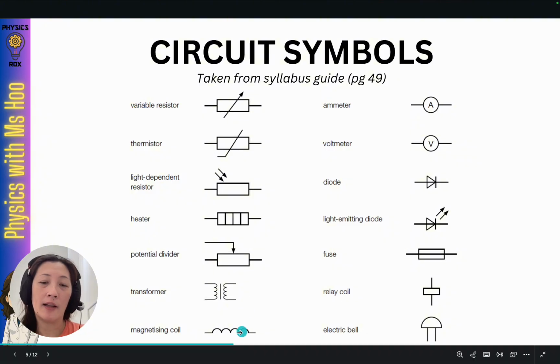For a magnetizing coil, this is what the symbol looks like. These curvy lines represent the coil. So if this coil was connected to a circuit, the current will make the coil into an electromagnet.